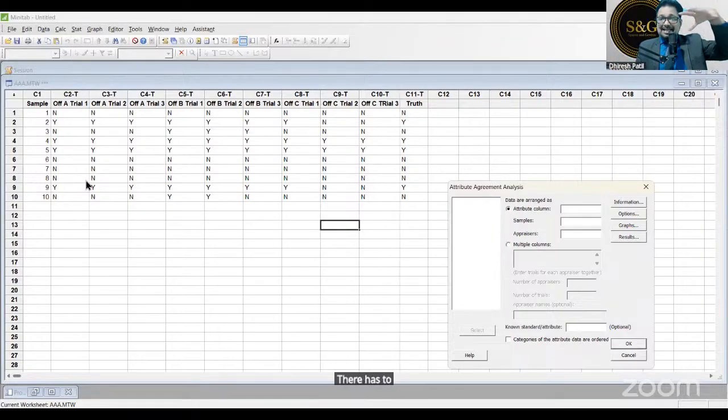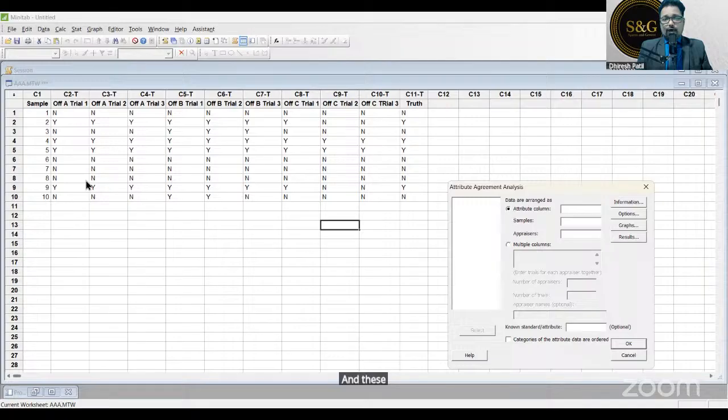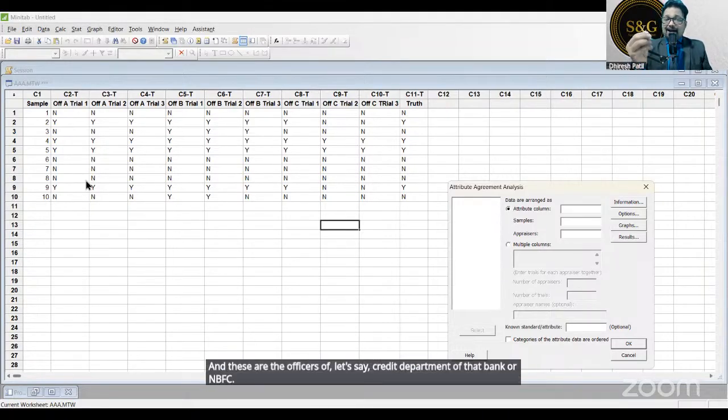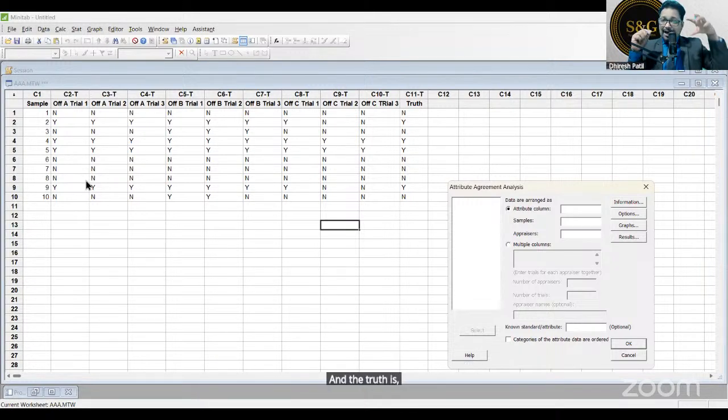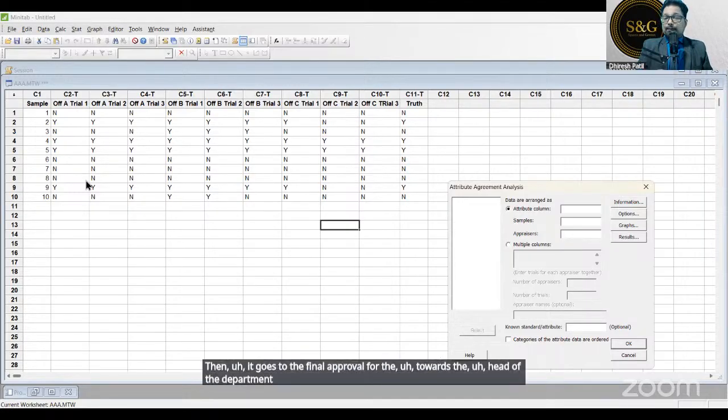There has to be a senior authority who should be taking a call. Who is generally a senior authority? Maybe the head of the department. And these are the officers of, let's say, the credit department of that bank or NBFC. The truth is the head of that credit department, whose call is the final call. Once the file goes through these officers, it goes for final approval to the head of the department, and the head of the department will take a call. So truth will be the head of department.